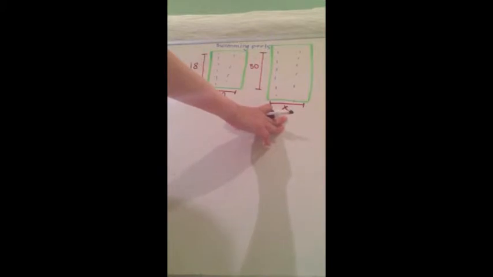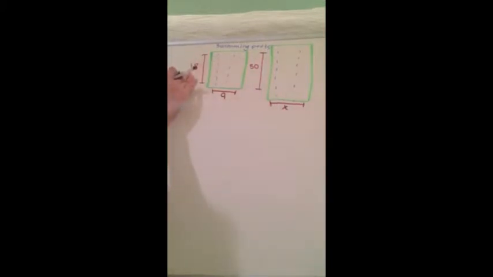Okay, first step is to make a proportion. So using these lengths and this unknown length, we have to make ratios. We would take the height of the smaller swimming pool and the height of the bigger swimming pool and make a ratio, which would be 18 over 50.